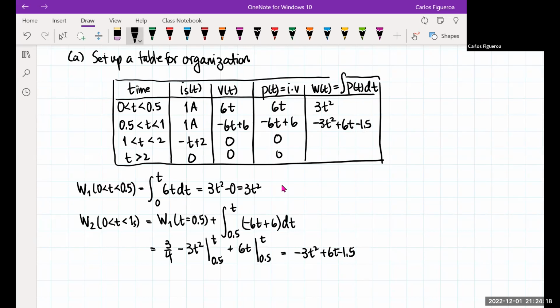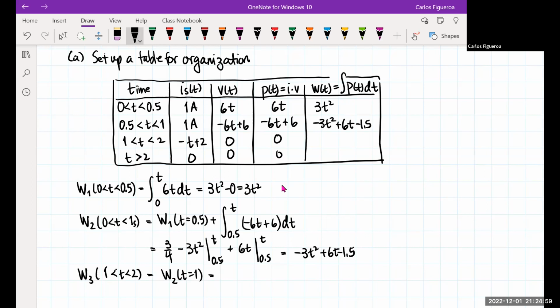So now if you look here, there's no more power from 1 to 2, or for greater than 2 here. So that means this energy has to be constant now. The energy of the system cannot change. So if I look at the interval from 1 to 2, the only contribution that we have then has to be the work at t equal to 1, because that's the last time energy was flowing into that element.